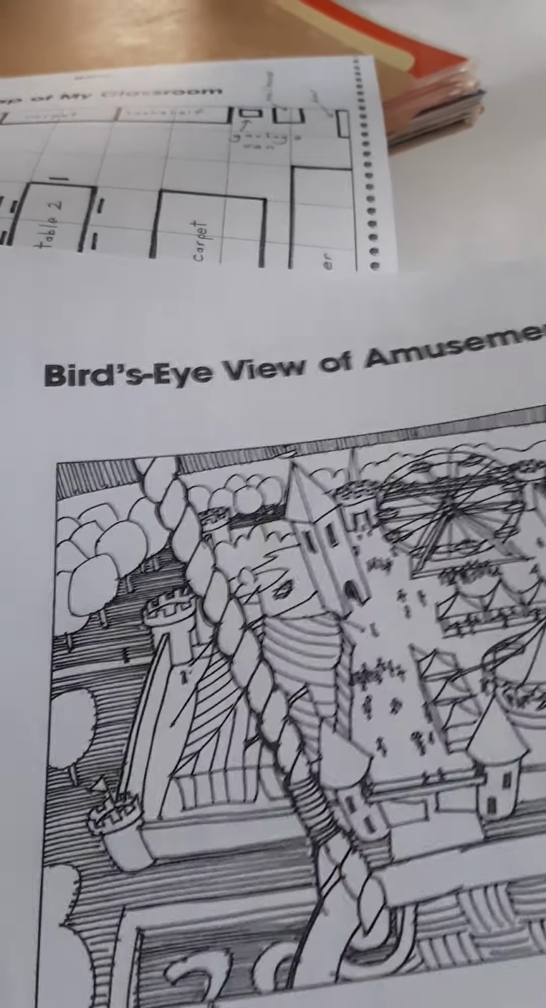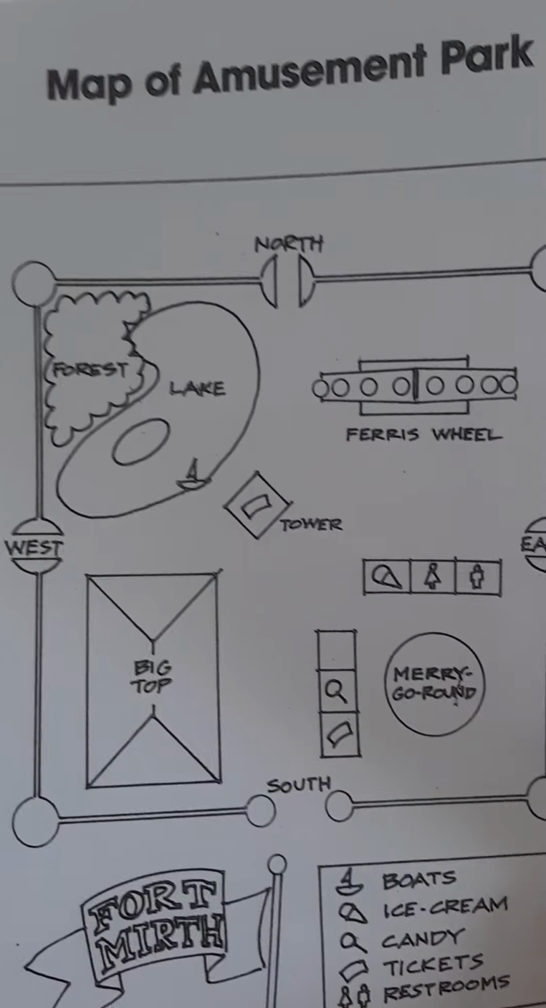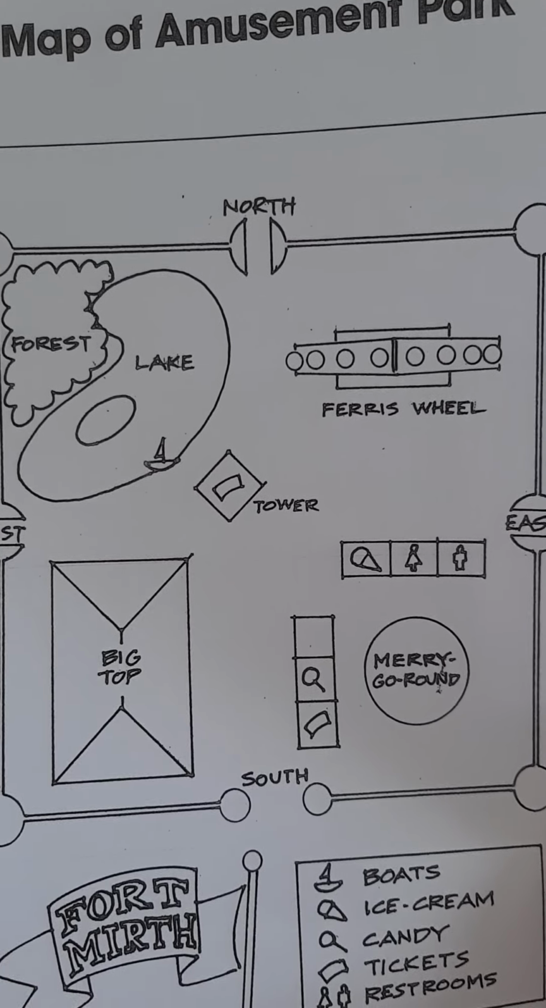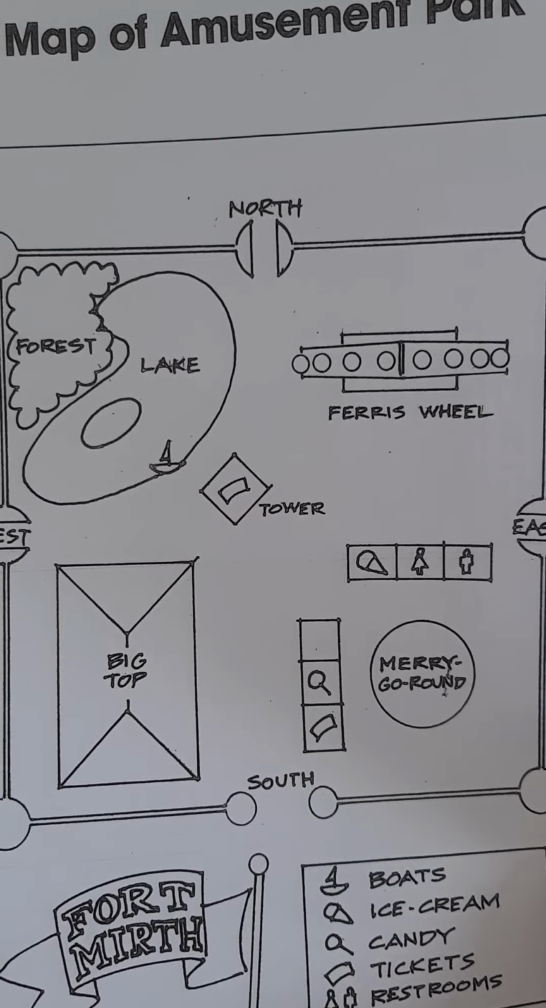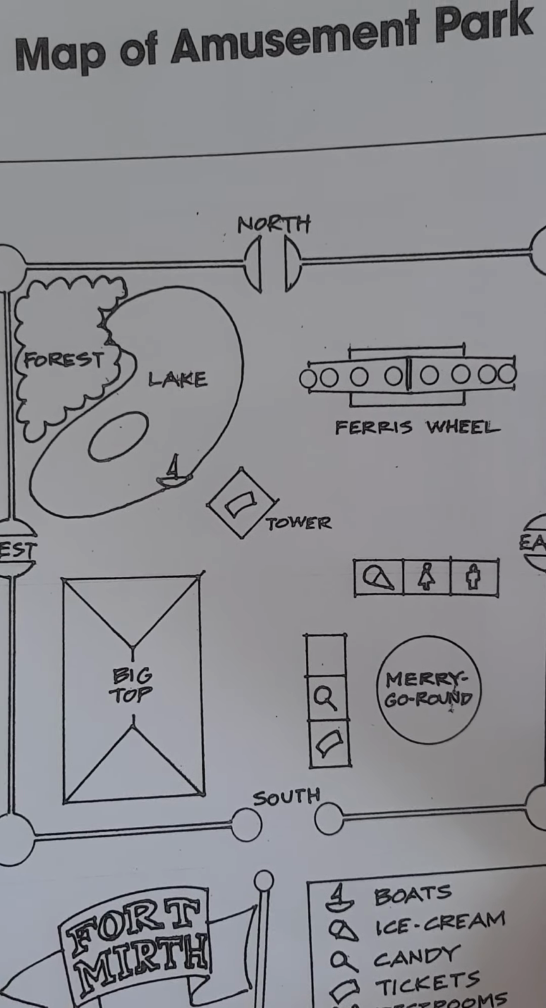Now, the next map that they've given you is actually a real map. So what have they done? They've taken each of the things in the amusement park and drawn it in the spot where it should be, but they've drawn it using a symbol to represent that object. Okay?